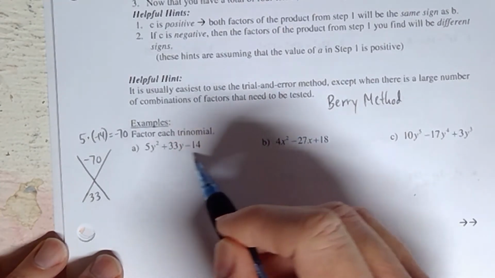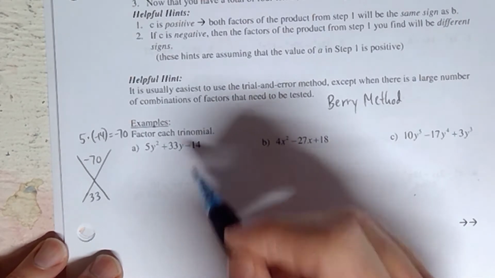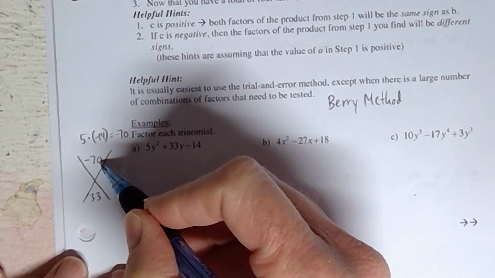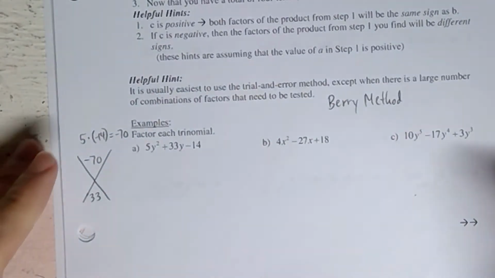And make sure that they are, if they're not already, when you're trying to do this method. Okay, so what two numbers add up to 33 but are factors of negative 70? In other words, they need to multiply together to be negative 70.